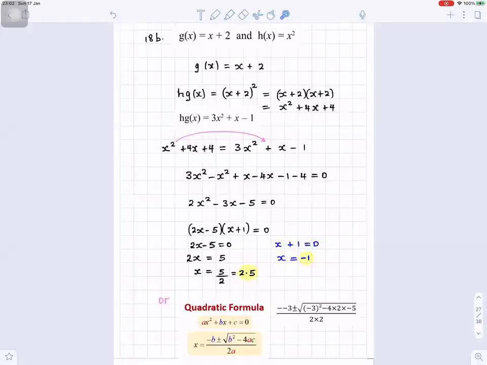So that's how you do question 18b. You can use the quadratic formula, which I've put at the bottom there, and substitute in the numbers. And you will get 2.5 and minus 1.